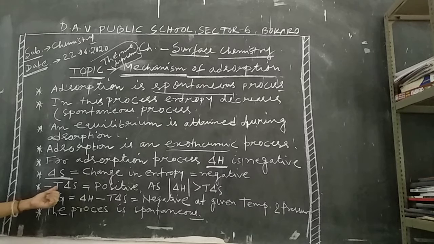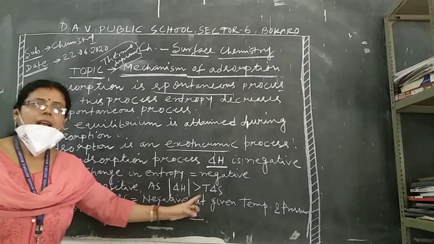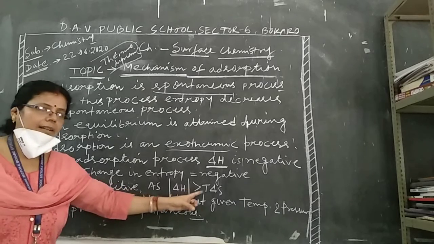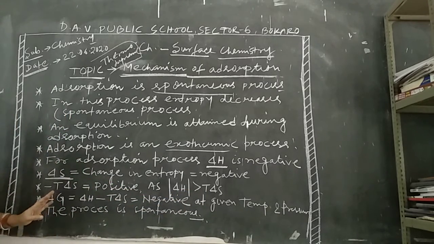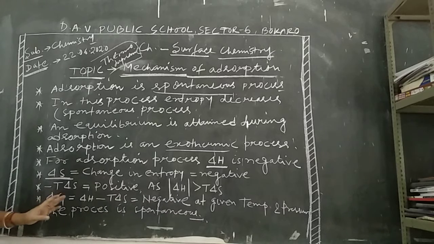But minus T del S, minus into minus, equals plus. So minus T del S is positive, as the absolute value of del H is greater than T del S. According to thermodynamics, we have derived the formula del G equal to del H minus T del S. This is the Gibbs-Helmholtz equation. In the chapter Thermodynamics in standard 11, we learned this formula. What is Gibbs free energy?